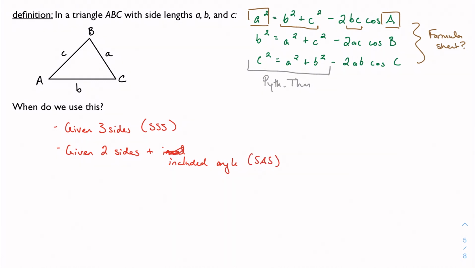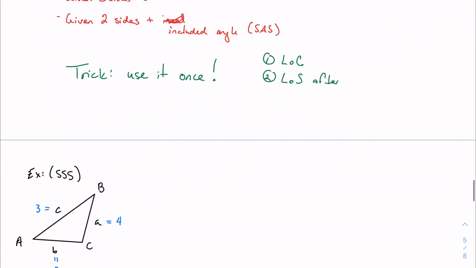The trick with law of cosines, you only want to use it once. So you want to use the law of cosines once, and then use the law of sines after that. So let's look at a couple examples.